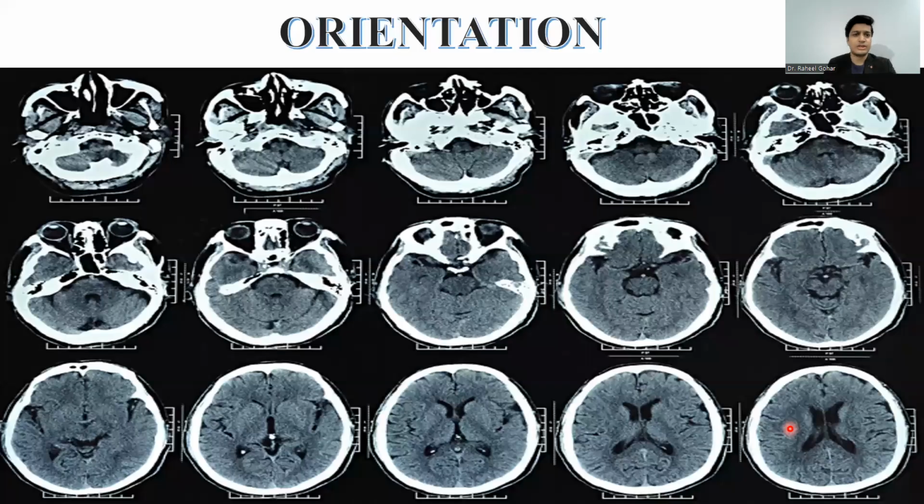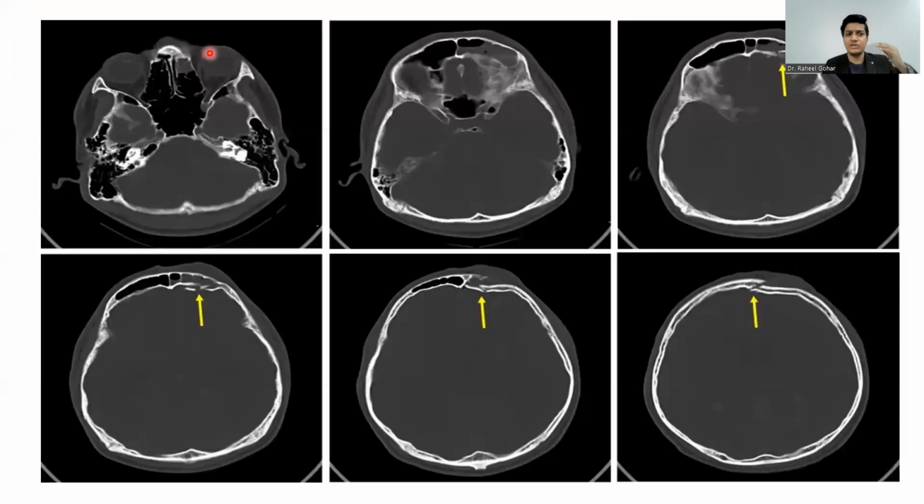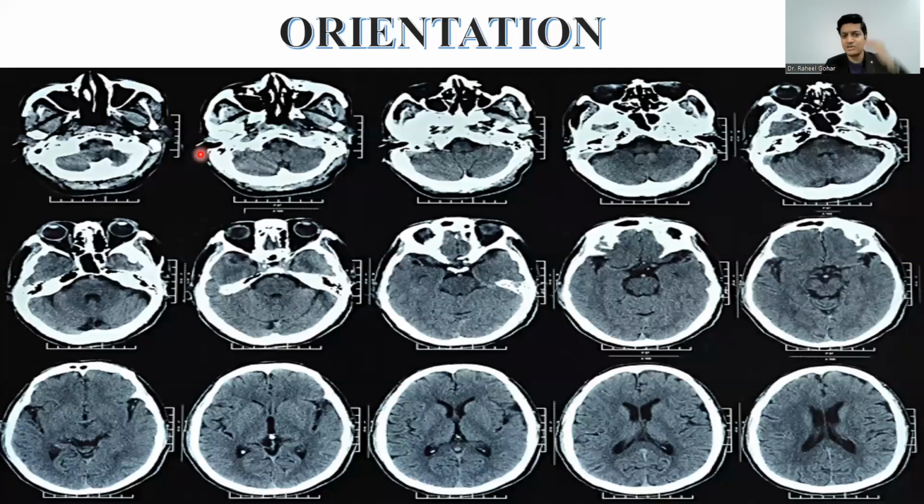Let's move forward. This is the basic orientation of the CT scan brain plane. Usually when we see the CT scan brain plane, they start from the base of the skull, and then the cut sections go towards the apex, the vertex of the skull. Here you can see there is a section showing the maxillary sinus, and then posteriorly we have the cerebellum, and then as we go upward we can see the different parts of the brain.